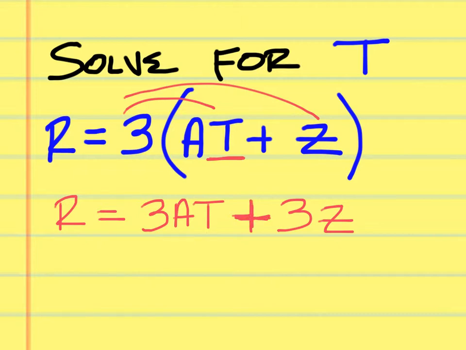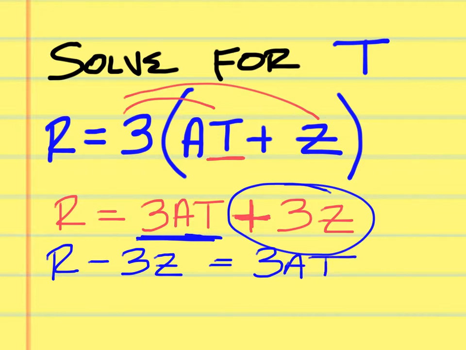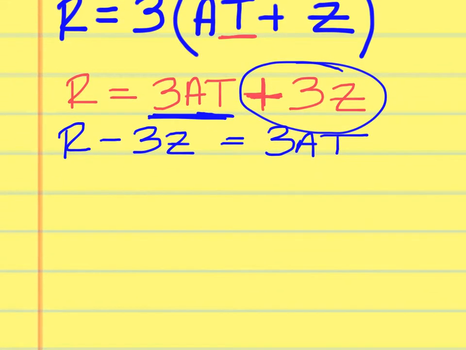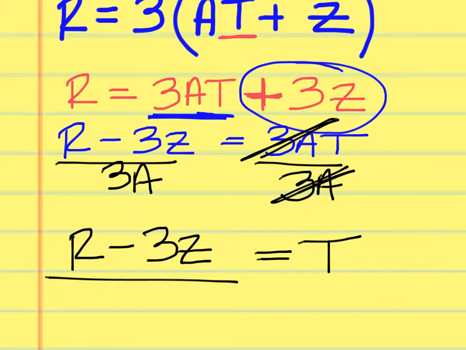Now we can start undoing some stuff here. We want the t by itself, but we can't even concentrate on this until this gets moved away. So we're going to move it to the left and change the operation. So we have r minus 3z equals 3at. So we undid the addition by doing subtraction. And now how are we going to get rid of the 3a in order to get the t by itself? We're going to divide because it's multiplied in there. So we will divide both sides by 3a so that we're left with the t. On the right, the 3a's cancel out, and there's the t by itself, and it is equivalent to r minus 3z divided by 3a.